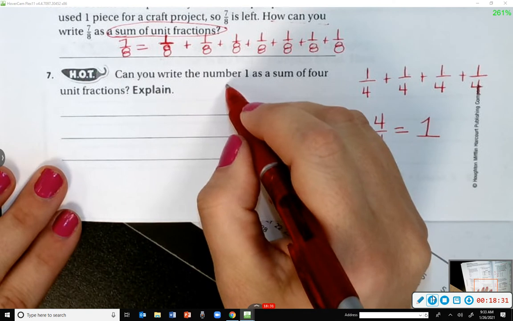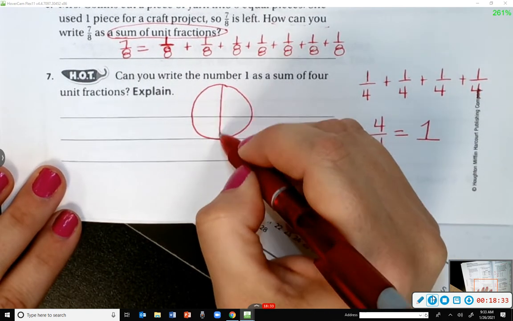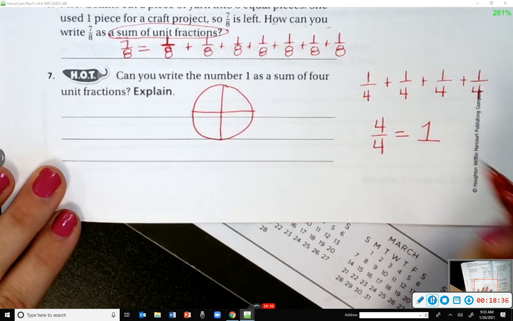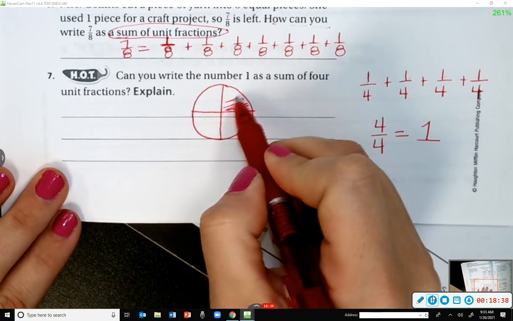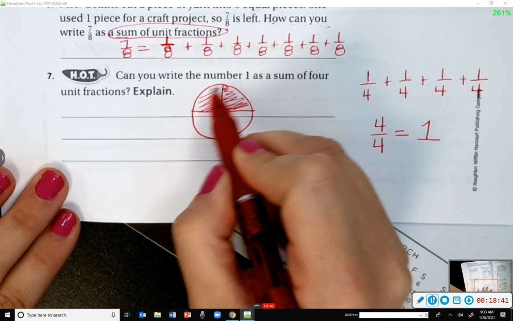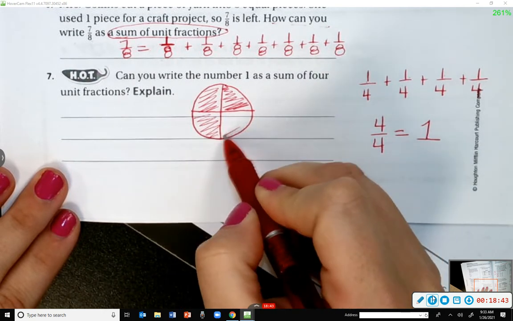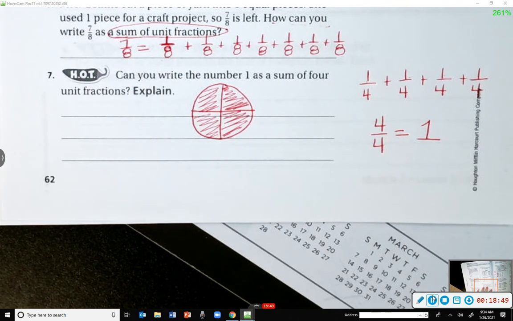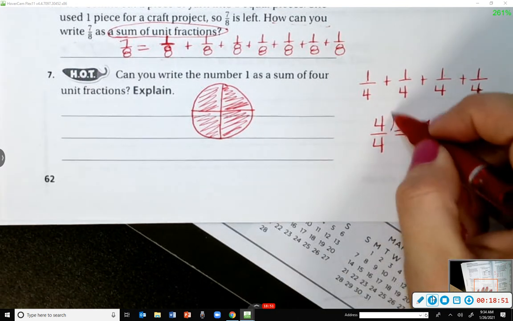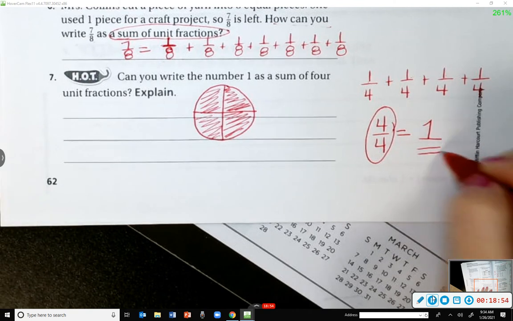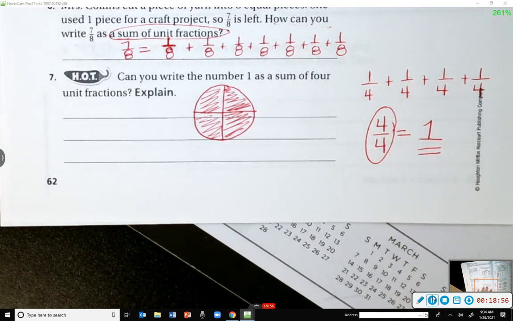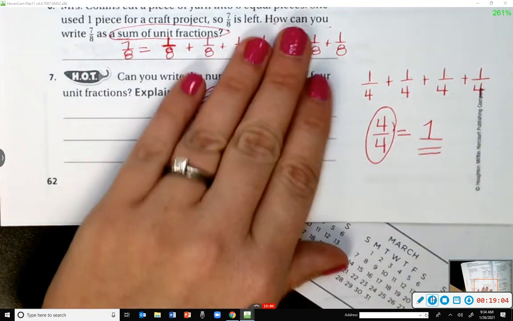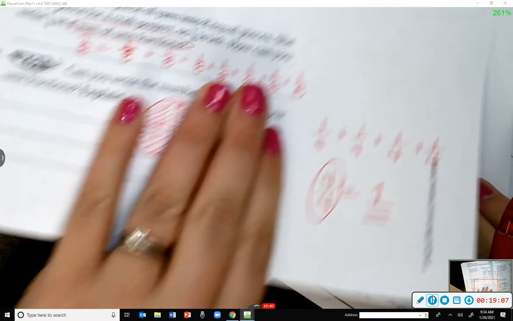Okay, and I can see that by breaking a pie into 4 pieces. If I shade 1/4, 2/4, 3/4, 4/4, how much of that pie did I just shade? 1 whole. The whole thing. So 4/4 is the same as 1 whole. Does that make sense? Yes. Okay. 8/8 is going to be the same thing as 1 whole. All right, let's go to the next page, 63.